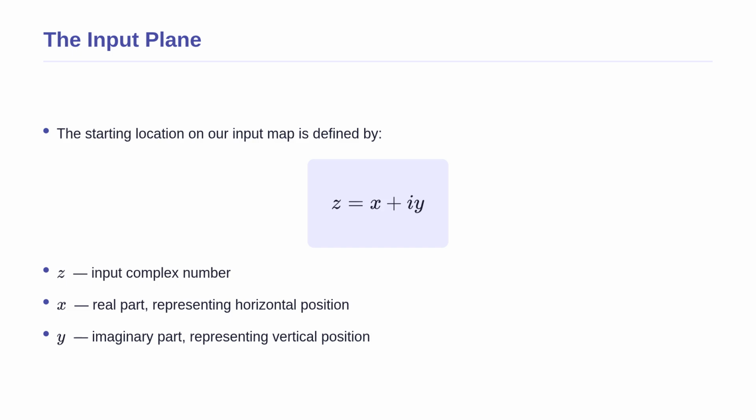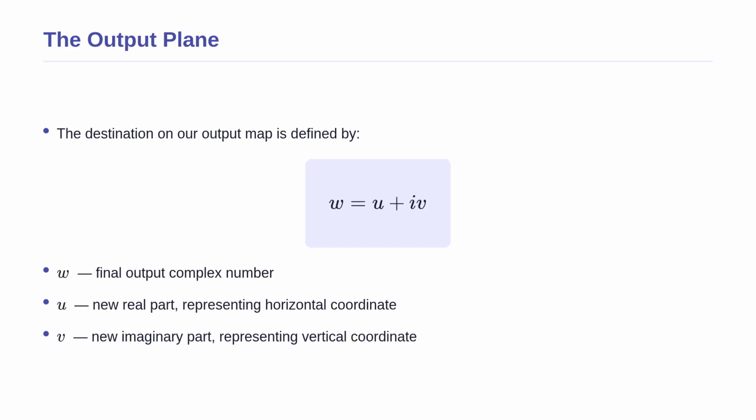The symbol Z represents our input complex number. The variable X stands for the real part, which tells us the horizontal position on our input map. The variable Y stands for the imaginary part, which dictates the vertical position. If you increase X, the point moves to the right. If you increase Y, it moves up. Together, they pinpoint our exact starting location.